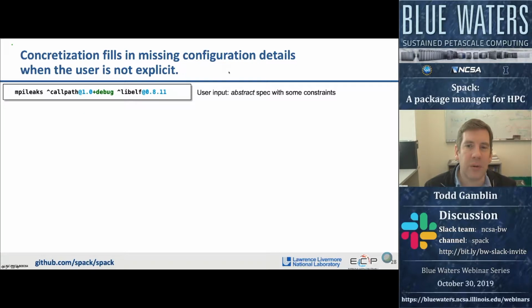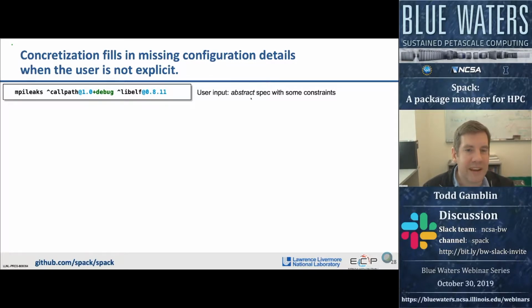So let's talk about what's going on under the hood a little bit. Concretization is sort of the core of Spack. And when you write these spec expressions on the command line, so this is mpileaks, depends on callpath at version 1.0 plus debug, depends on libelf at 0.8.11, we call that an abstract spec. It's abstract because it's not a full build specification. It's only what the user cared about. It's the constraint that they said must be fulfilled.